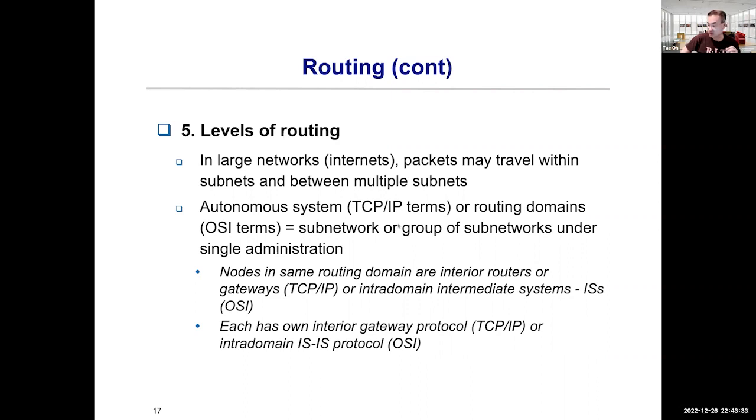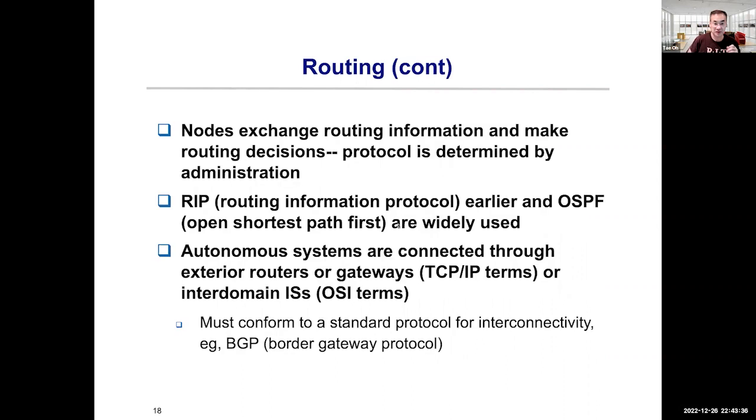Okay, so let's talk about the routing. Now nodes exchange routing information and make routing decisions. The protocol is determined by the administration. This is really an outdated protocol. Routing Information Protocol, RIP, is outdated. That's one of the first routing protocols being used. It's no longer being used, I don't think. And OSPF, Open Shortest Path First, is probably one of the most famous open source protocols and is widely used.